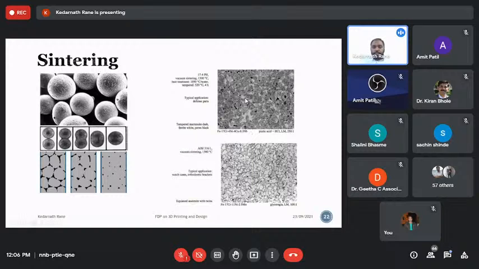So we can use this kind of material, and you can see there is no porosity in the sintered microstructure. That means the sintering is very good through this process. Unlike other additive manufacturing processes, where you have a lot of pores, right?